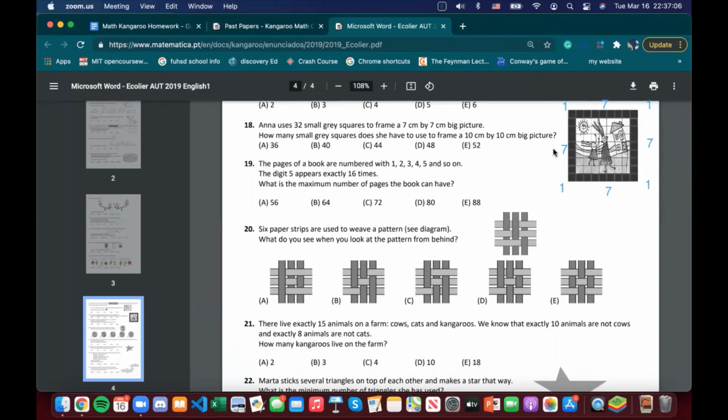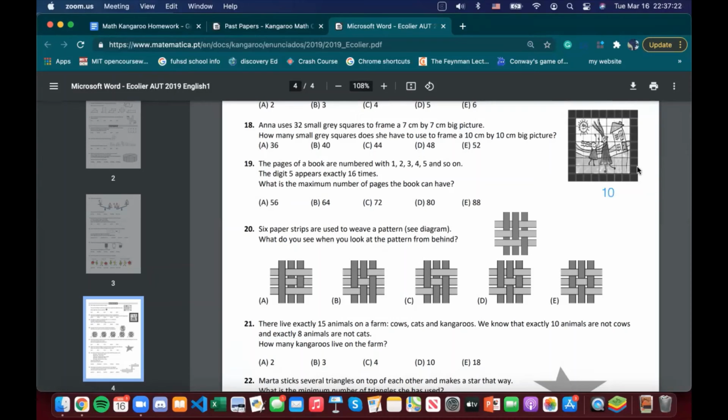So add that all up, we get 32. So how does this have to do with what we're trying to solve? This is not a 10x10 picture. Well, we know how to find how many that we need for the 10x10. So I'll show you how we do it.